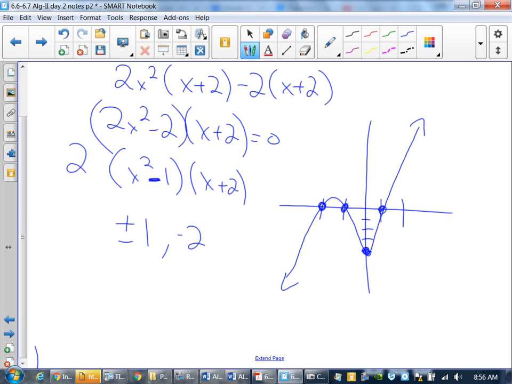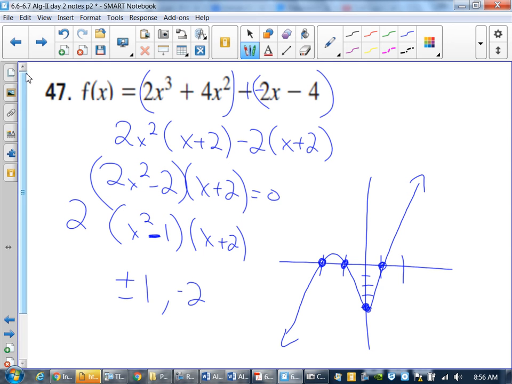Okay. What happens if, this wasn't in this problem, but let's say you had no constant value. What's your y-intercept then? 0. Very good. It's 0. Good.